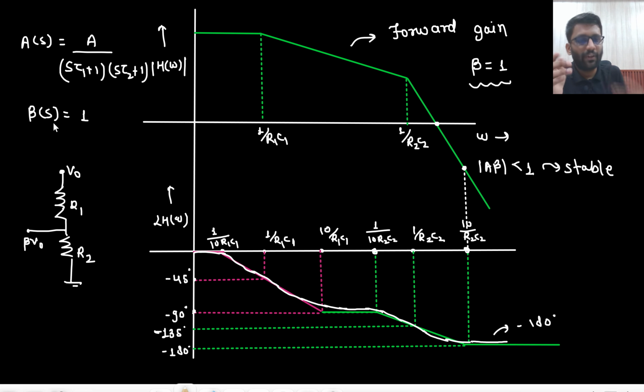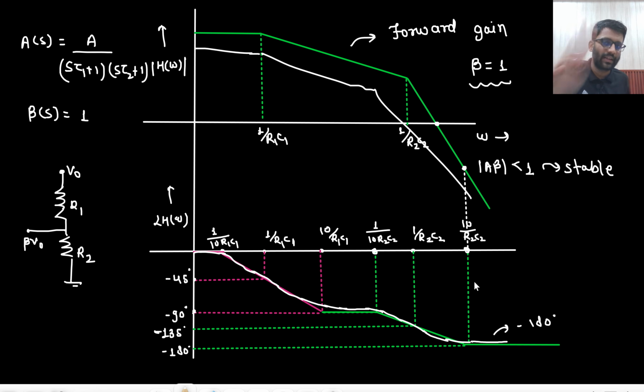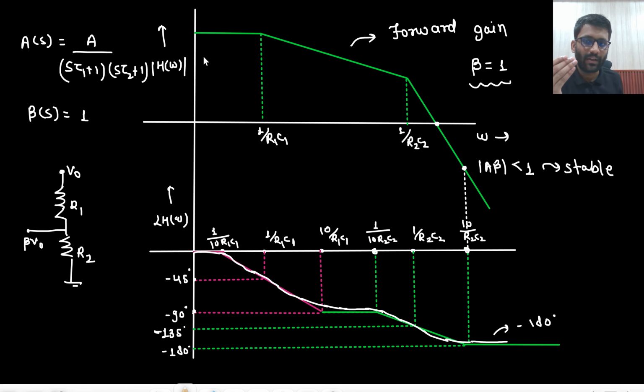Although the beta value will be lesser than 1, here we are considering the beta value is 1. If it is lesser than 1, then A beta will just shift downward. The plot will just shift downward for A beta. So better I should write A beta here. This is the magnitude of A beta and this is the angle of A beta.